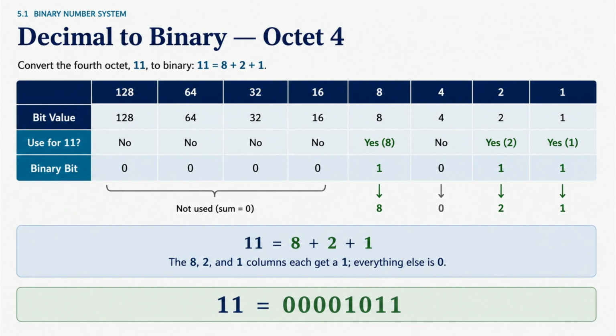Octet 4, the number 11. 11 equals 8 plus 2 plus 1, so those 3 columns each get a 1. Result: 11 equals 00001011. This completes the running example. All 4 octets of 192.168.10.11 have now been converted individually, ready to assemble on the next slide.